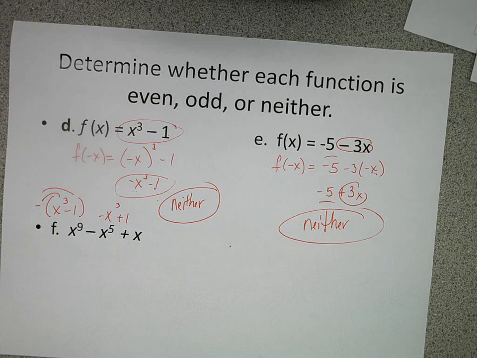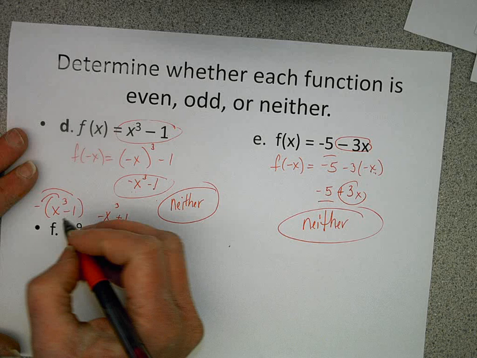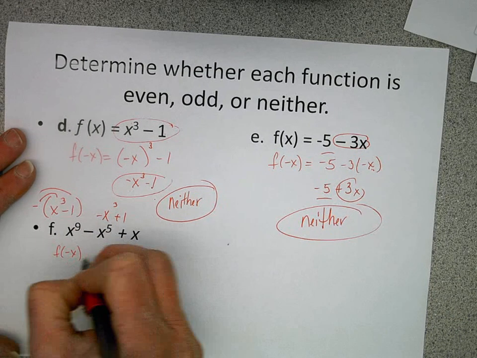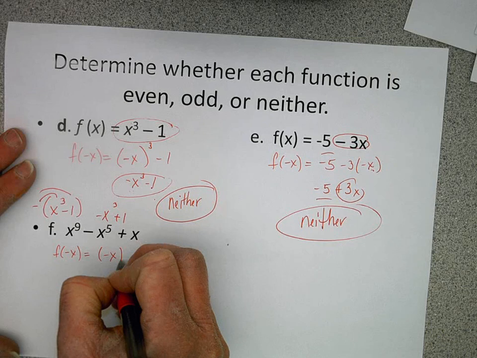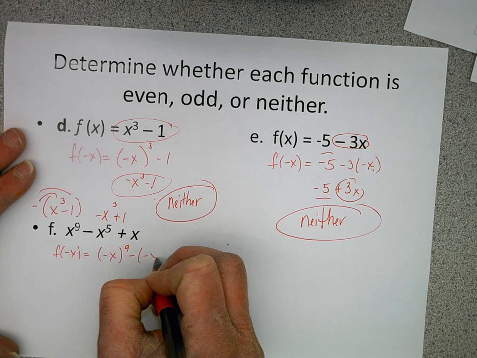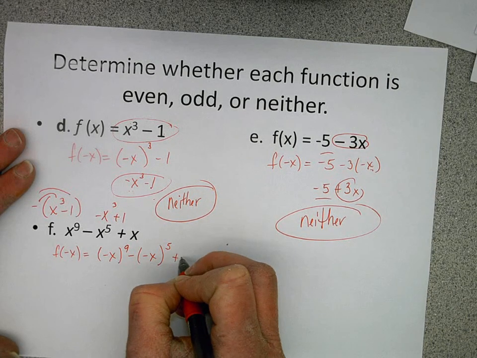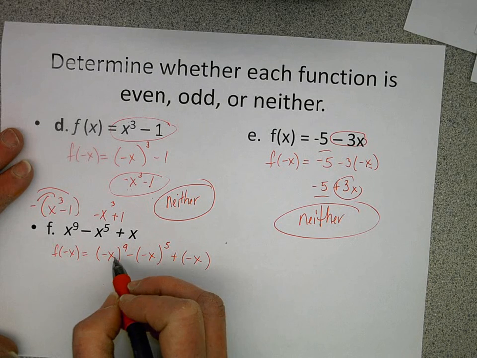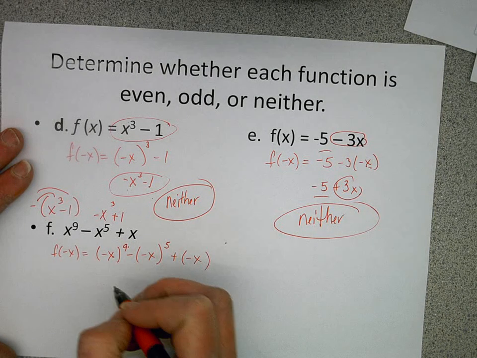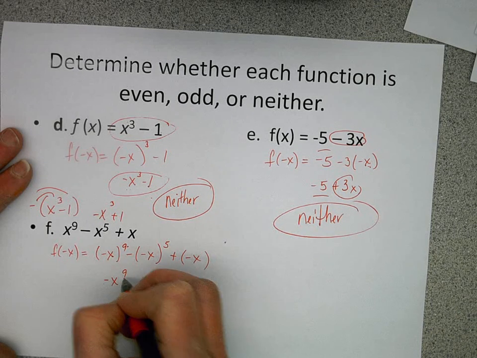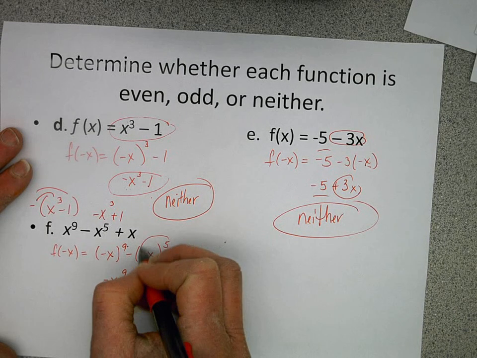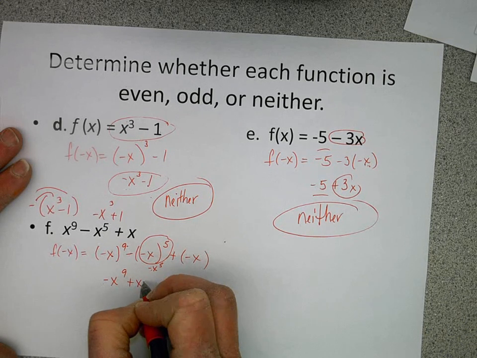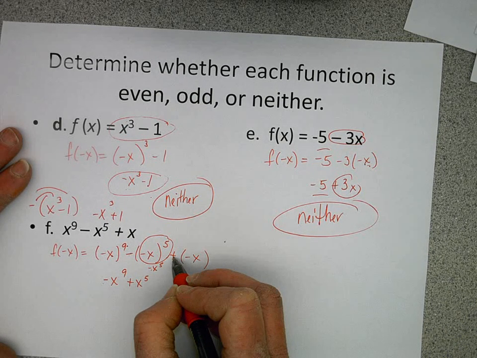Okay, let's try the last one. I'm sorry, it doesn't have an f of x. It should. So let's just plug in negative x and write like this. So negative x to the 9th minus negative x to the 5th plus negative x. You have to put it in for every x. If you raise a negative to an odd power, it becomes negative. Okay, be careful. This is going to be negative x to the 5th, but you're multiplying by a negative, so positive x to the 5th, and then negative x.